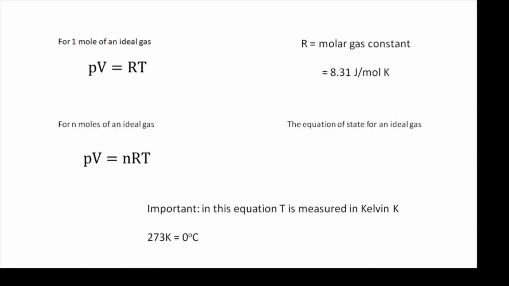I mean, this is the Kelvin scale. This is the ideal gas scale. So to get from Kelvin to degrees centigrade, or degrees centigrade to Kelvin, you just basically add or subtract 273. 273 Kelvin is 0 degrees centigrade.